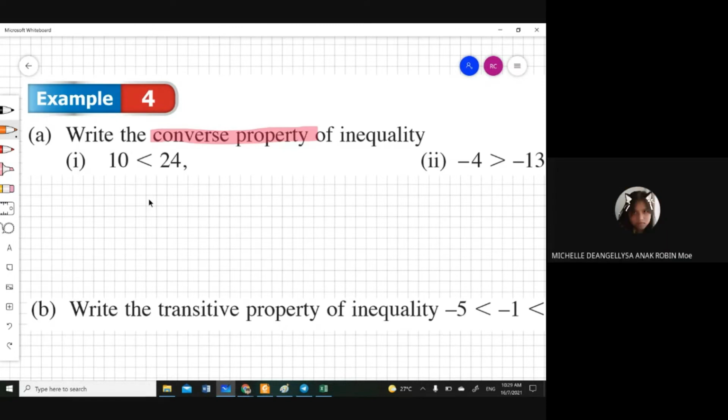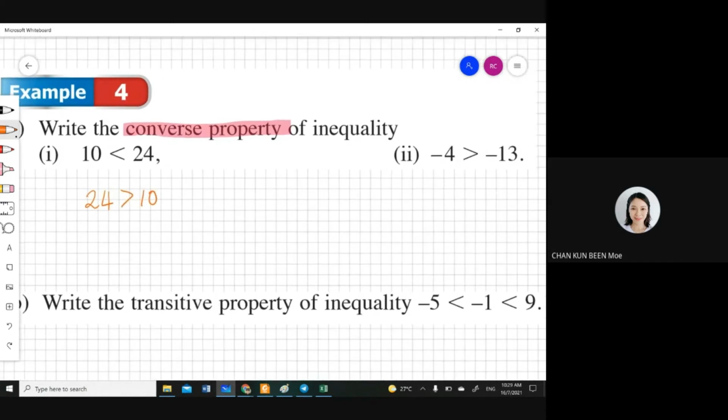24 is greater than 10. Yes, very good. 24 is greater than 10. That's the answer. Okay, what about number 2 here?